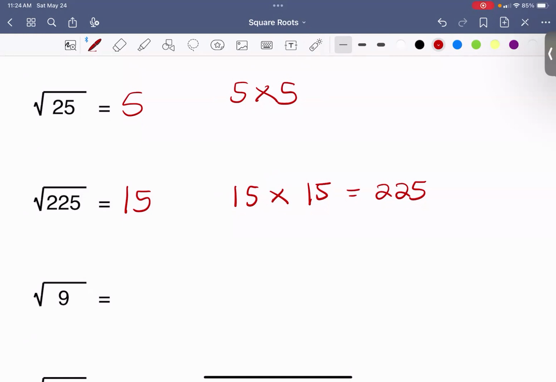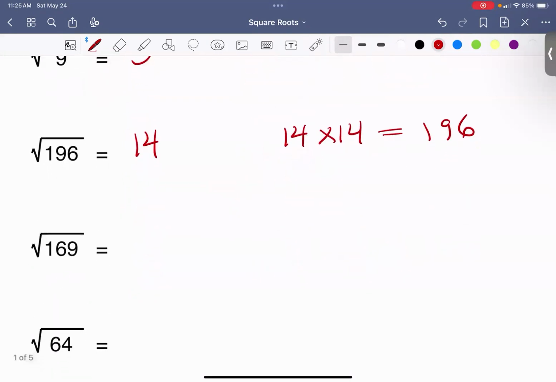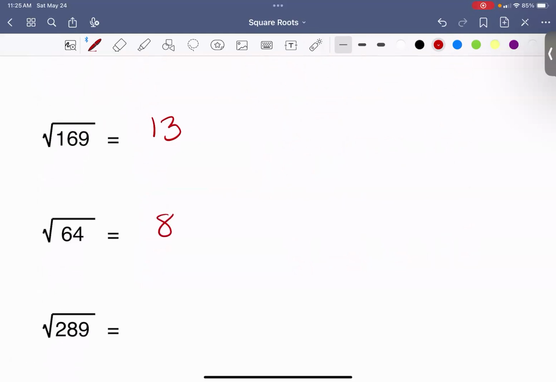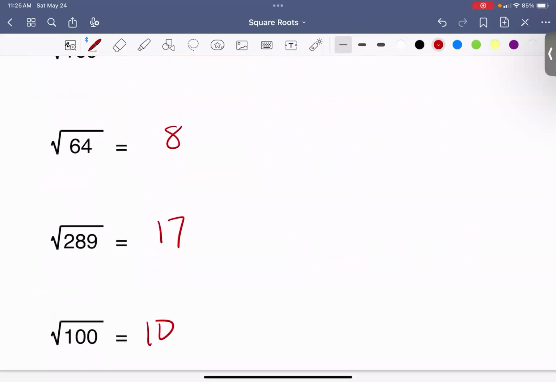The square root of 9 is 3 because 3 times 3 is 9. The square root of 196 is 14 because 14 times 14 is 196. The square root of 169 is 13. The square root of 64 is 8. The square root of 289 is 17. And the square root of 100 is 10.